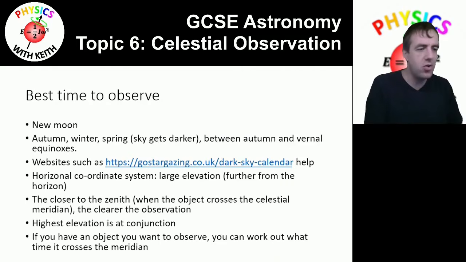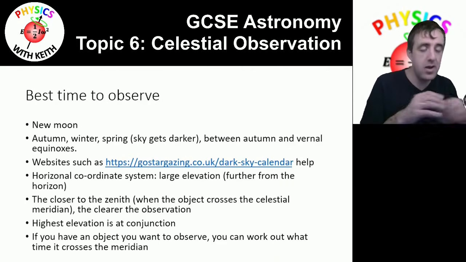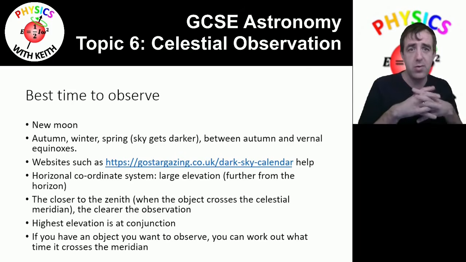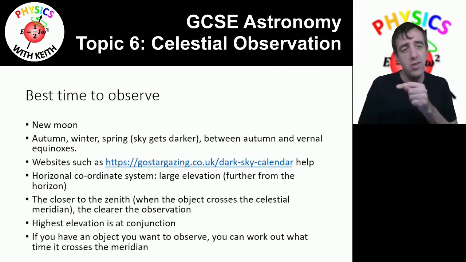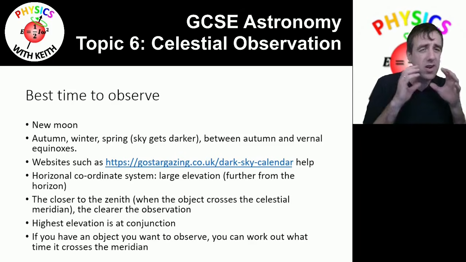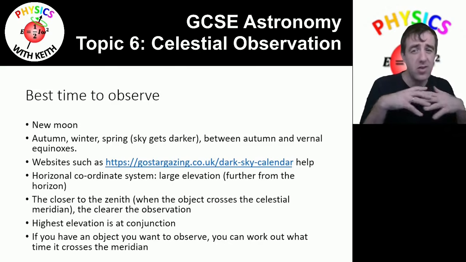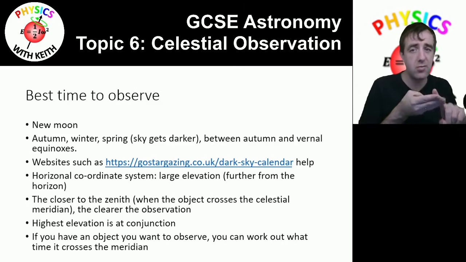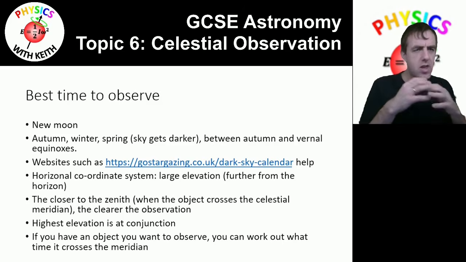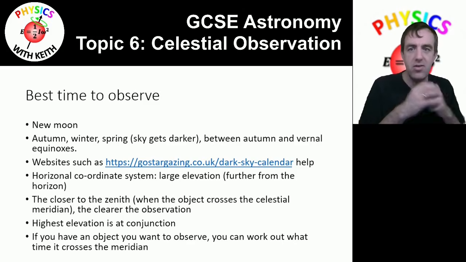The best time to do your observations is when you've got as little light pollution as possible. That means a new moon. That's when the moon is dark. That means you want a dark sky. So you don't want to do it during the summer. You're going to want to do your observations in the autumn, winter and spring. This is sort of the astronomy season, the observation season.